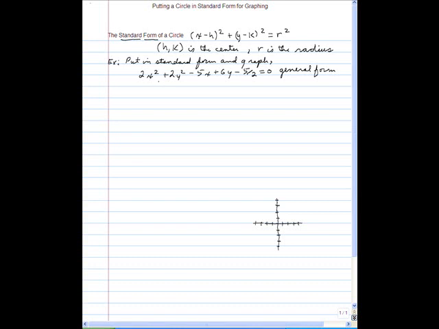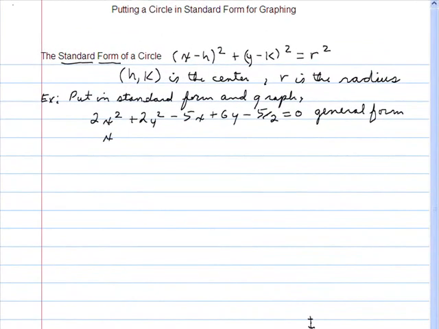So the first thing I want to do is get rid of those 2s, and I'm going to do that by dividing every term on both sides by 2. There are 5 terms on the left and 1 on the right, so that's 6 times I'm going to be dividing by 2. So 2x squared over 2 is x squared. 2y squared over 2 is y squared. Negative 5x over 2 is negative 5 halves x, plus 6y over 2 is plus 3y. Negative 5 halves over 2 is negative 5 fourths, and 0 over 2 is still 0. So now I've got x squared and y squared with coefficient 1, and that's what we want when we're completing the square.